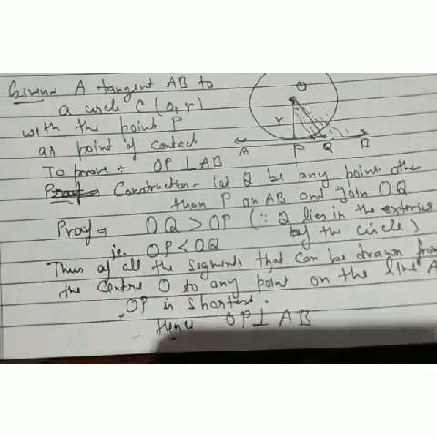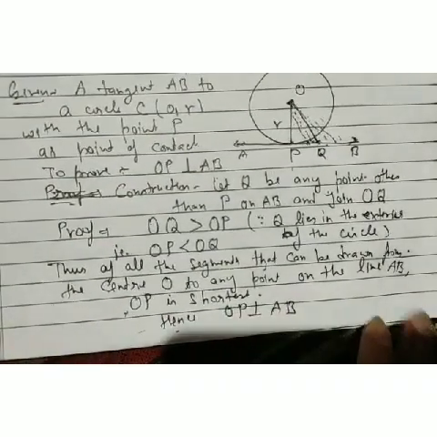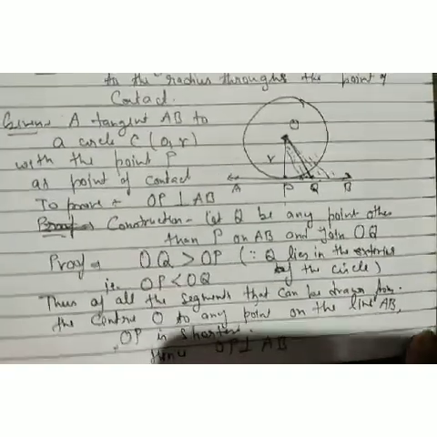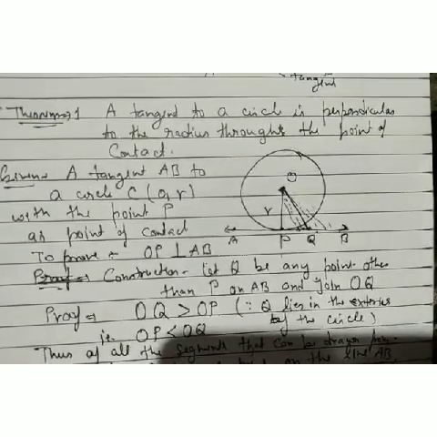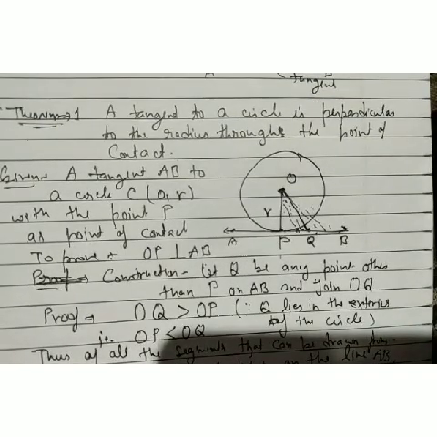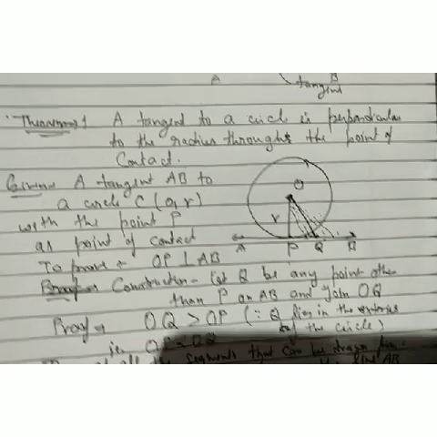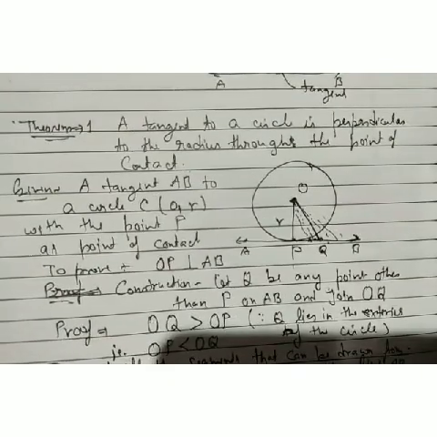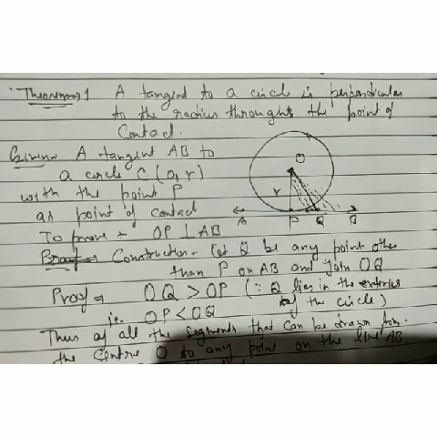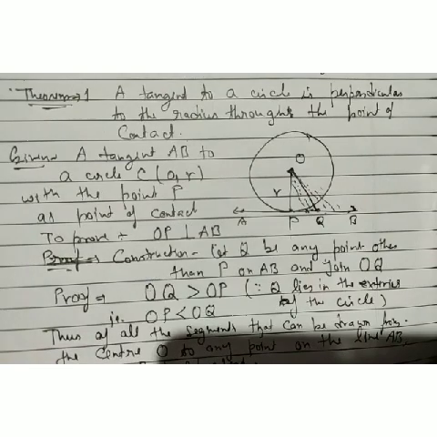Okay, I'm going to revise again what we have done. We have to prove that the tangent to a circle is perpendicular to the radius through the point of contact. We take a circle with center O and radius R, and a tangent AB. Then we take a point Q on the line AB other than P, so that the distance OQ is greater than our OP.